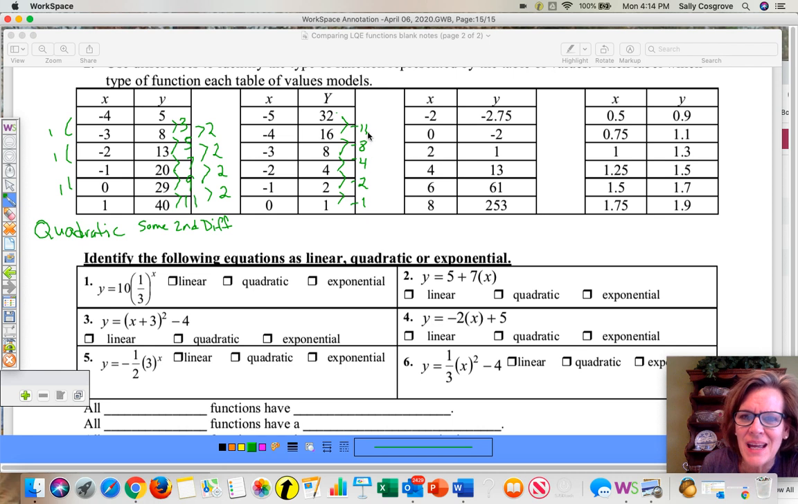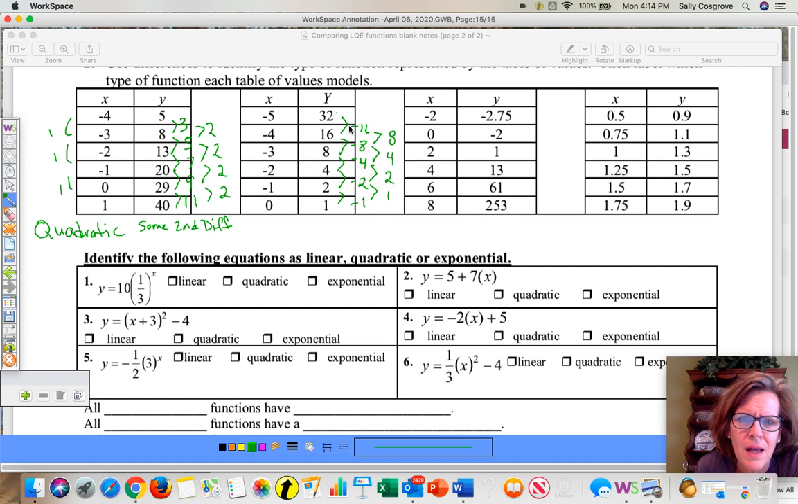Let's go back and look at second differences. If second differences are the same, then it's quadratic. So 16 to 8 is increasing. That's increasing this time, and that's increasing by 8. 8 to 4, that's increasing by 4. 4 to 2, that's increasing by 2.